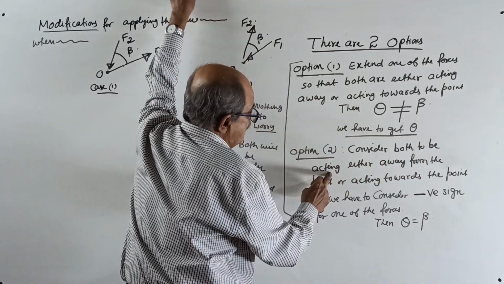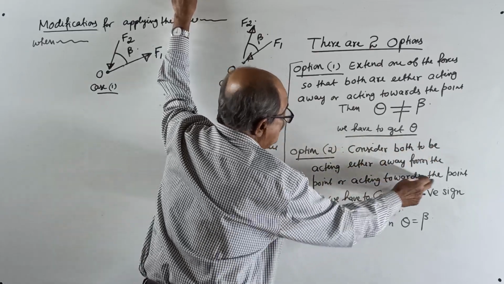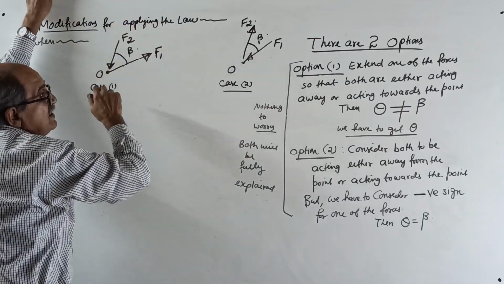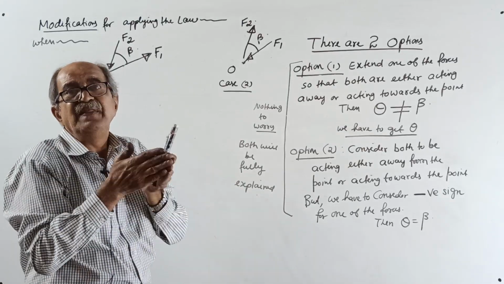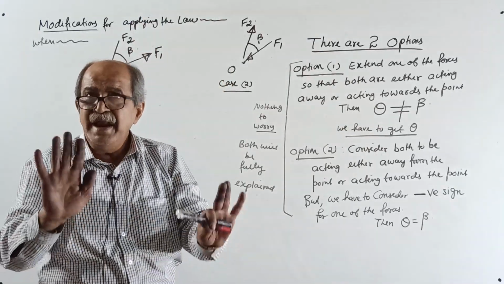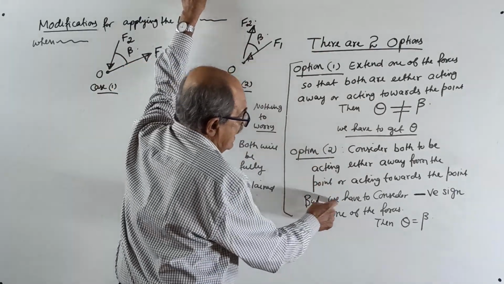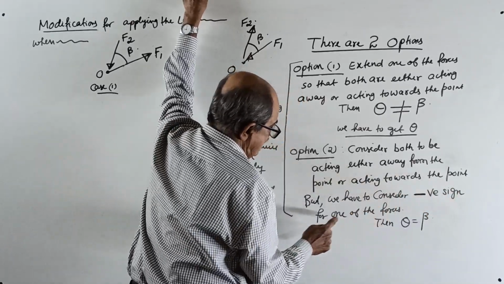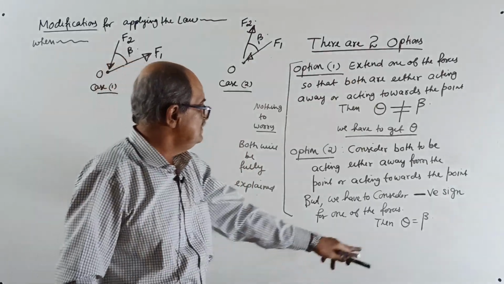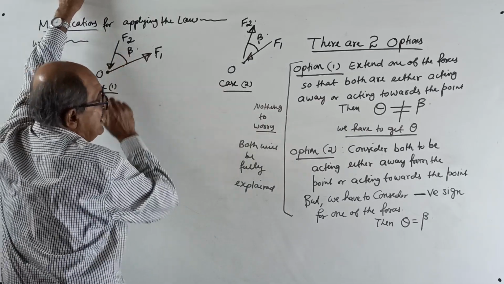Option 2: consider both to be acting either away from the point or towards the point. Even if they give one acting away and one coming to the point, you consider both of them to be either acting away or acting toward. Somebody will say, sir, how is that possible? Wait for some time. Option 2: but we have to consider a negative sign for one of the forces. I will explain thoroughly which force. Then your theta becomes beta. If you do it that way, then your theta becomes beta only.